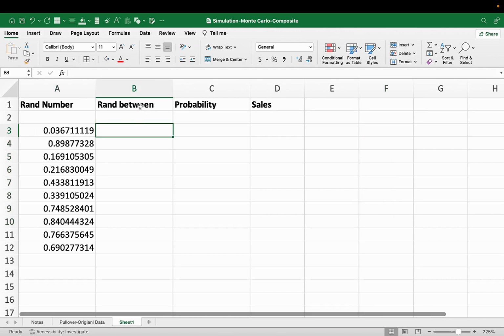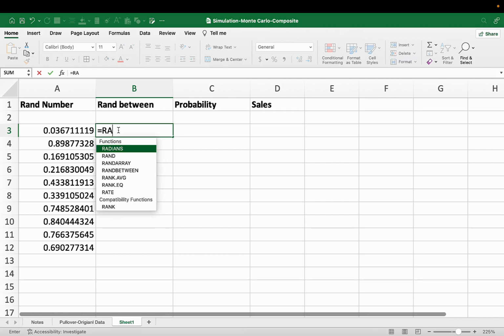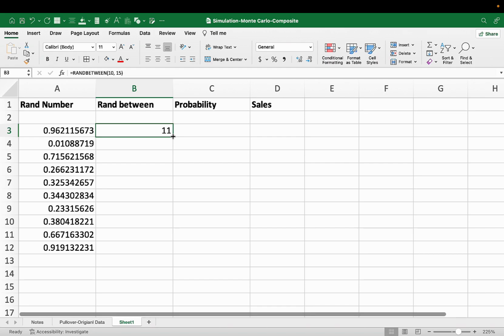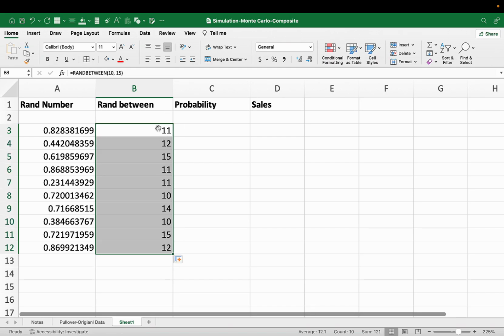The other command is RANDBETWEEN, which means we want to generate a random number between two specified numbers. For instance, if I want to generate random numbers between 10 and 15, I will use RANDBETWEEN 10 and 15. This will generate random numbers that are nothing less than 10 and not more than 15. And if I drag it down, you can see they're all between 10 and 15.